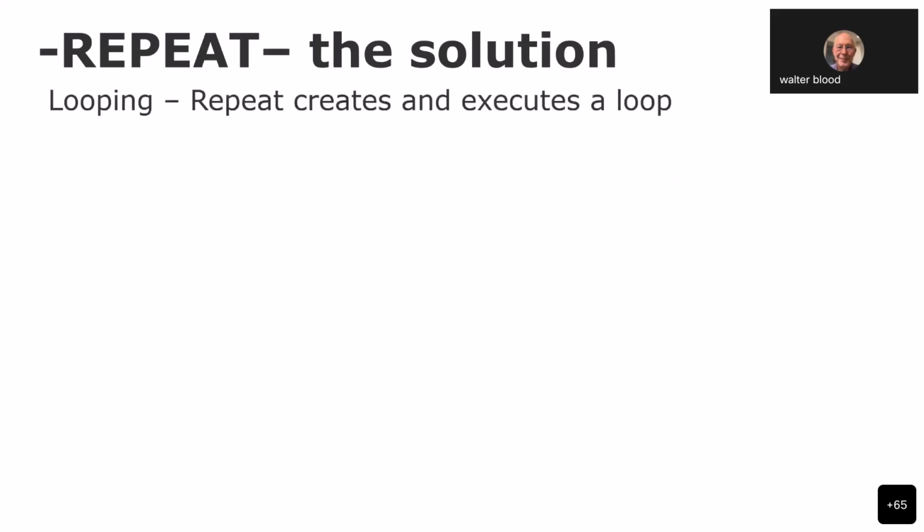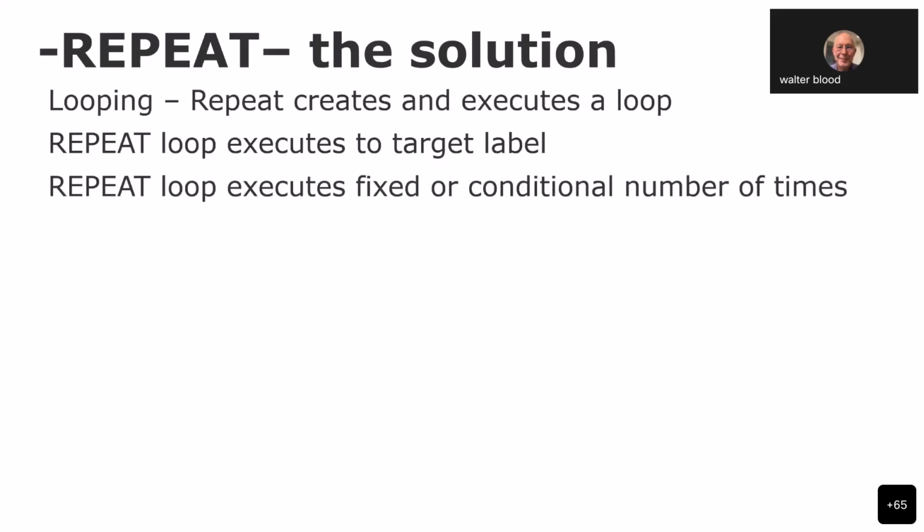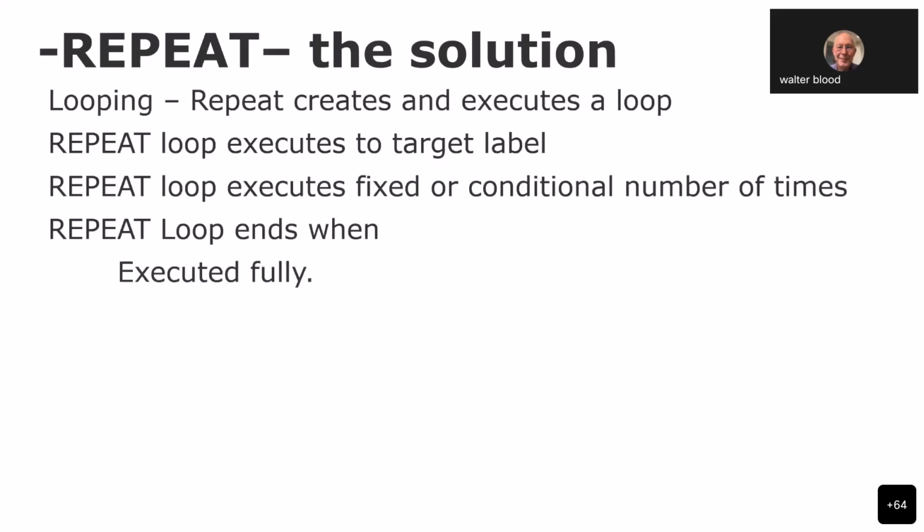All right. Now, dash repeat was added to the product quite a while ago, and it was added to simplify the looping situation, and it actually does that. It creates and executes the loop. It will execute to the target label. It will execute a fixed or a conditional number of times, and it will end when it has executed fully.